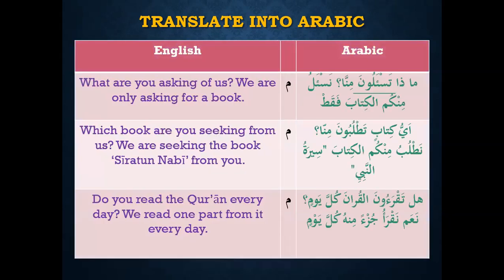What are you asking of us? We are only asking for a book. مَاذَا تَسْأَلُونَ مِنَّا? What are you asking? تَسْأَلُونَ. If you're asking something, you have to ask someone, the individual. You can't ask on your own. There has to be somebody that you ask. نَسْأَلُ مِنْكُمُ الْكِتَابَ فَقَطْ. We are asking you for a book only.